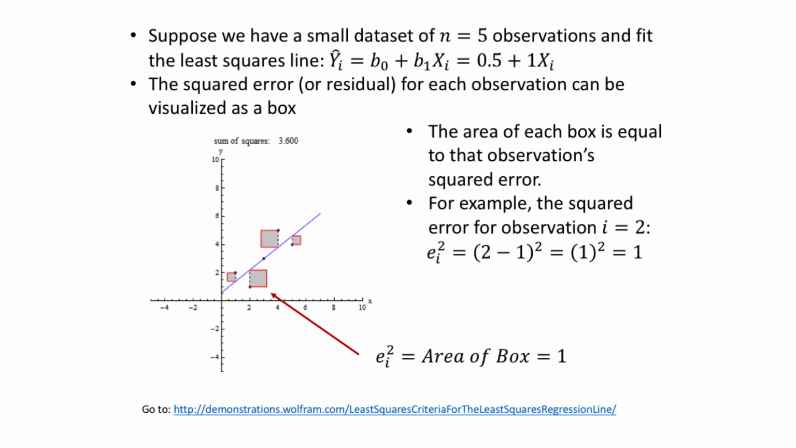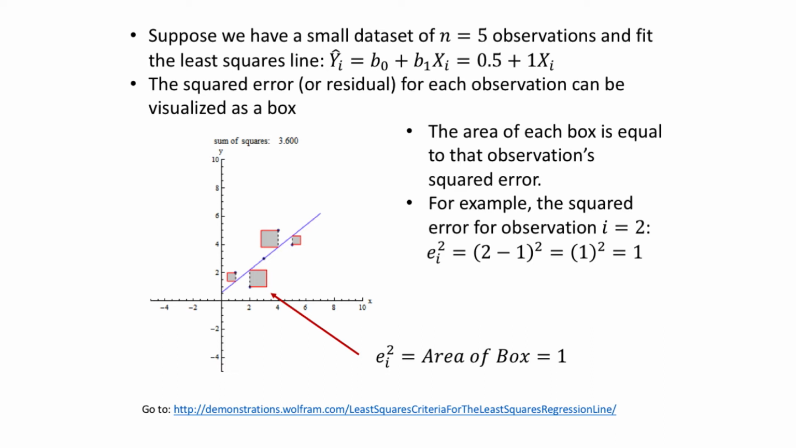And because for this scatter plot, I've already shown you the least squares line, this is the minimum sum of squared errors for this particular scatter plot. We know that. But suppose we didn't actually know the sum of the squared errors were minimized. We didn't know the least squares regression line.